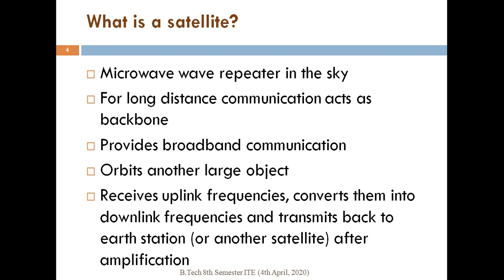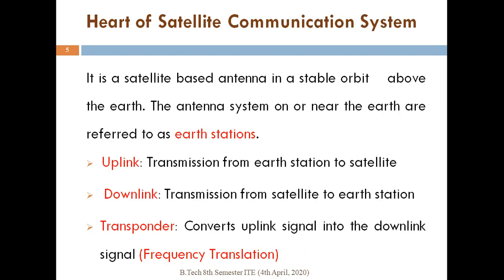For long distance communication, a satellite acts as a backbone, provides broadband communication, and it orbits another large object. It receives uplink frequencies from the Earth station or from an object already in space, converts them into downlink frequencies and retransmits back to the Earth station or another satellite after amplification. The heart of a satellite communication system is a satellite-based antenna in a stable orbit above the Earth. The antenna systems on or near the Earth are referred to as Earth stations.